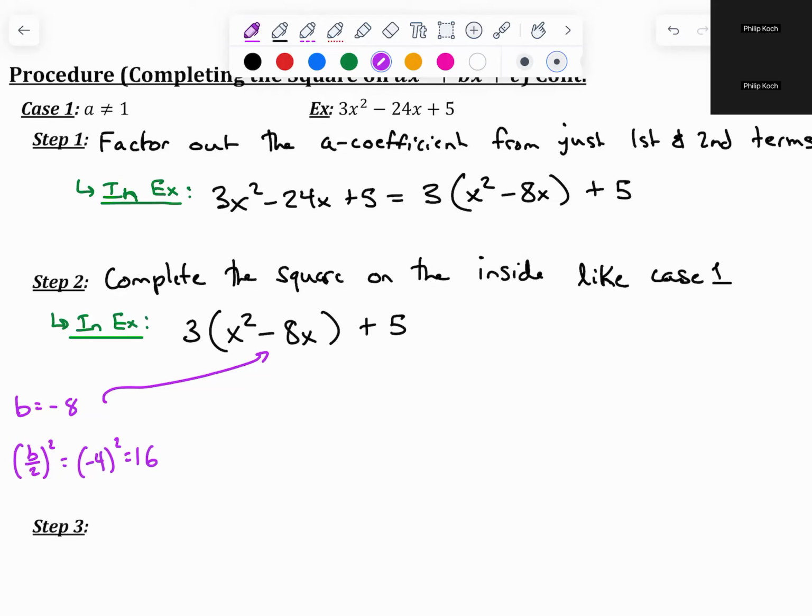So on the inside of the parentheses, I'm going to cleverly add 0 and complete the square. This becomes 3 times parentheses x squared minus 8x, and I'm going to cleverly add 0: I'm going to add 16 and then immediately subtract 16 on the inside of the parentheses. And don't forget about your +5 that you were working on.